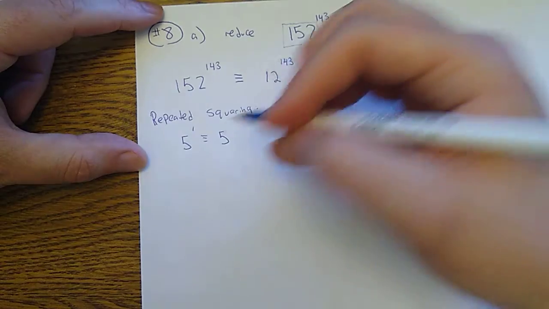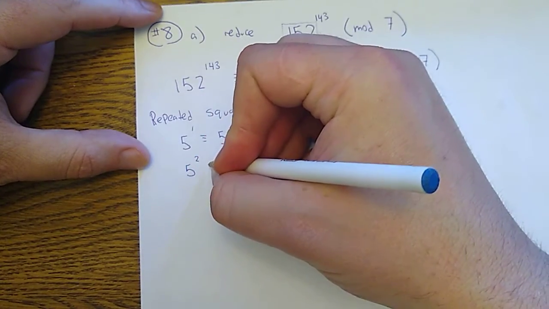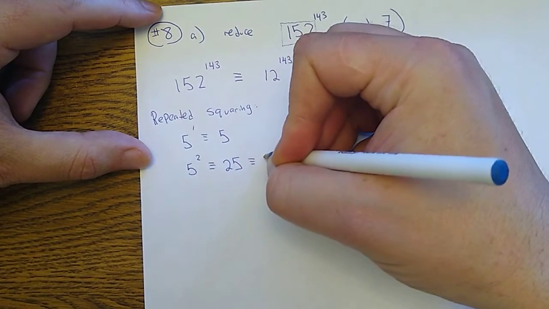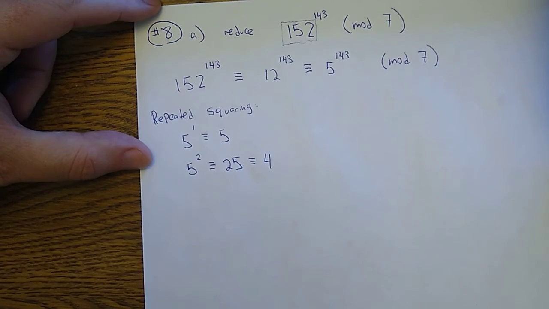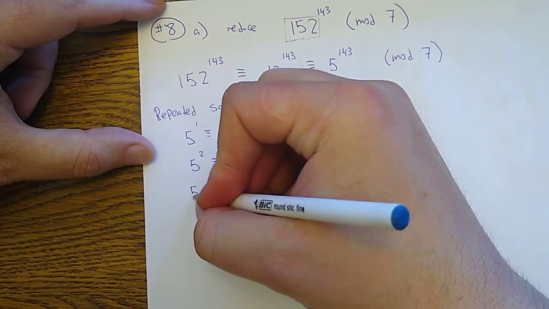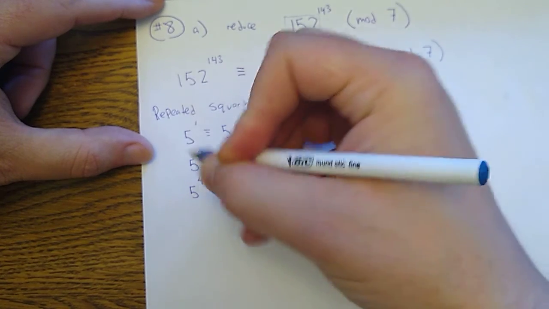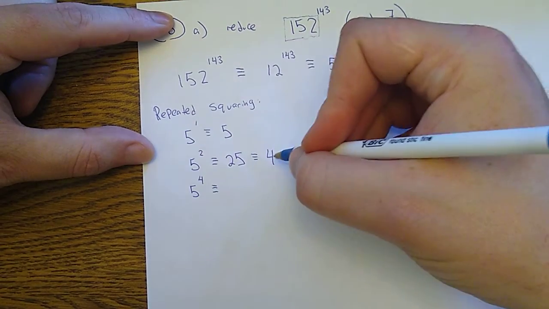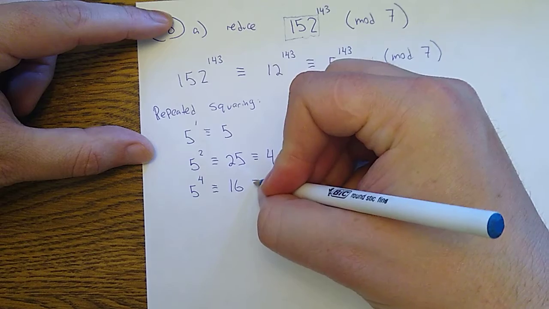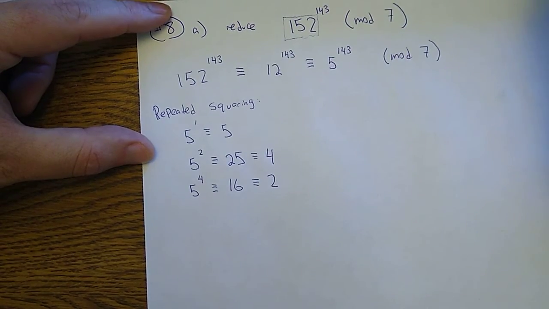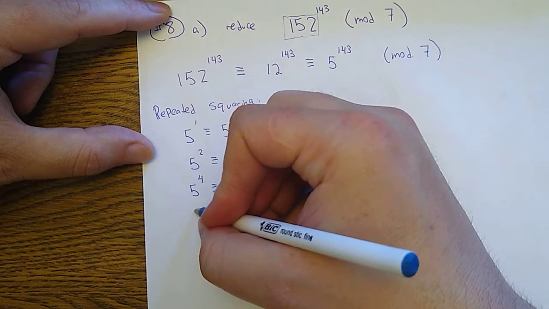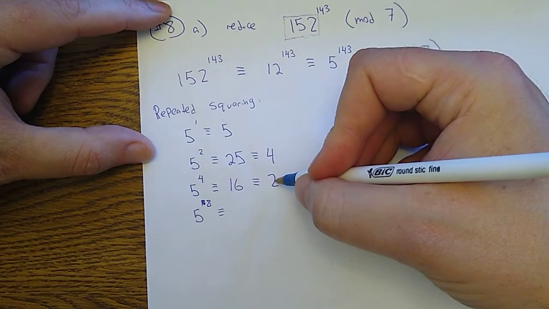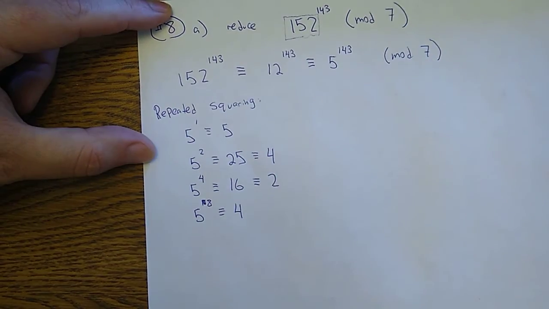So 5 to the 1 is just 5. 5 squared would be 25, which is the same as 4, because I can subtract 21. And then this is repeated squaring. So if I square that, I'm going to get 5 to the 4th. So 5 to the 4th would be 16, which is 2 modulo 7. If I square that, I'm going to get 5 to the 8th. So that would be 4.